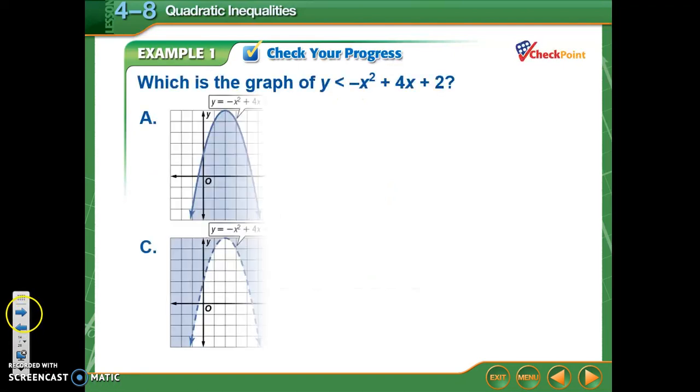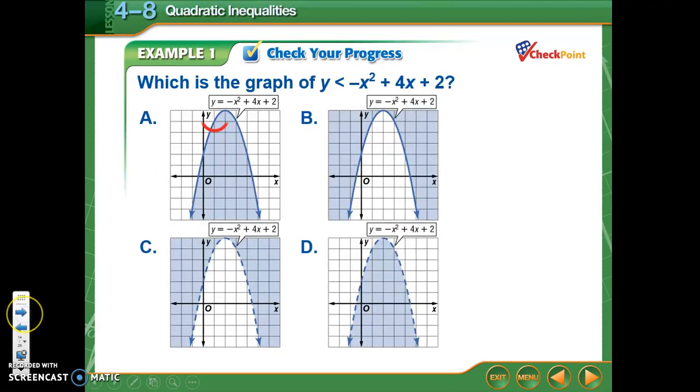Okay, so you guys try this one. Your answer here is D. And notice it is a dotted parabola. This one opened down. When you tested a point inside, it should have been true, so you should have shaded in there.